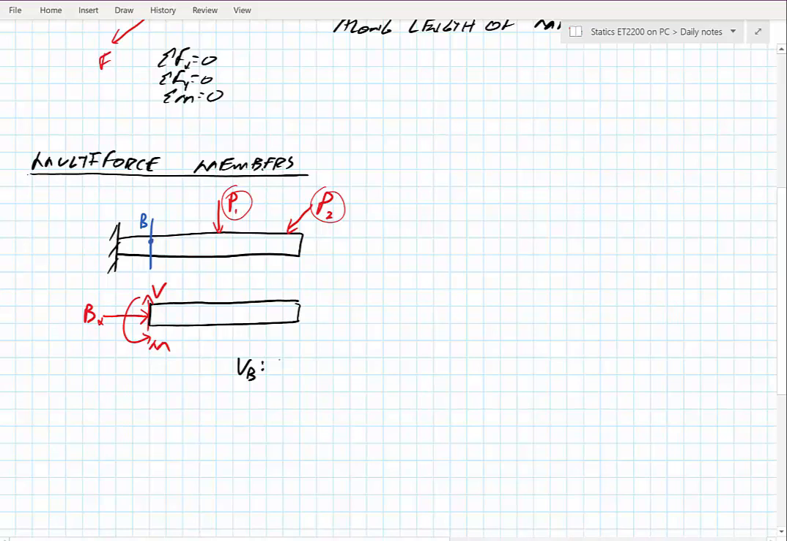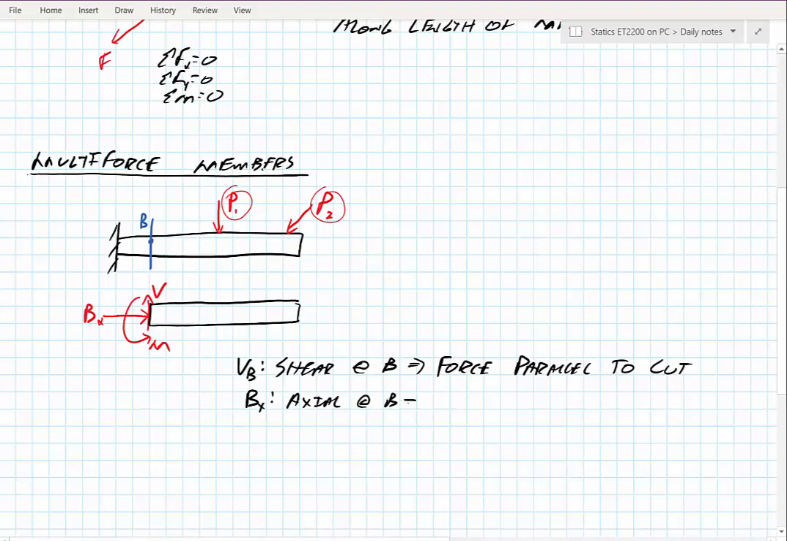The first one I'm showing is VB, and that is our shear force at point B. Now that shear force will always be the force that is parallel to your cut. The other force that we already talked about was our axial force. Now that force needs to be perpendicular to our cut, meaning our cut is here, and perpendicular to that would be in this other direction. And last but not least, we have this M at B, which we can define as an internal moment at B.